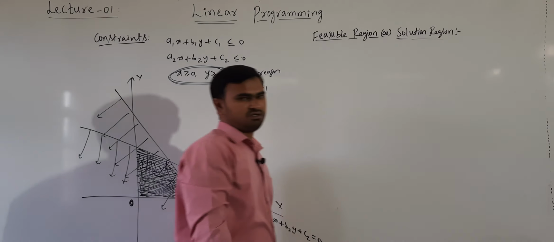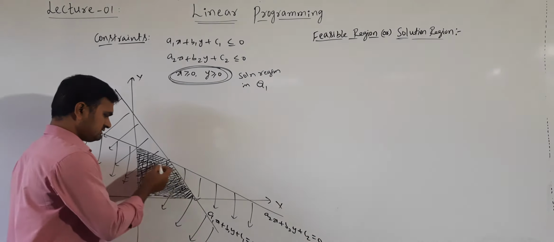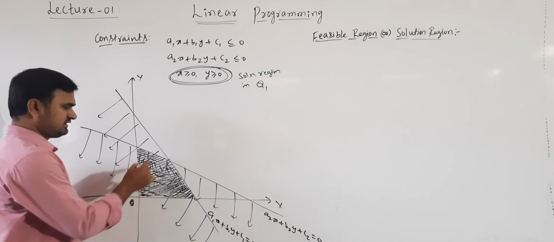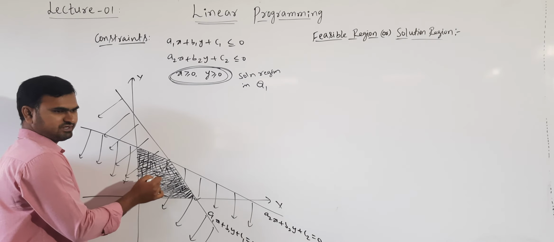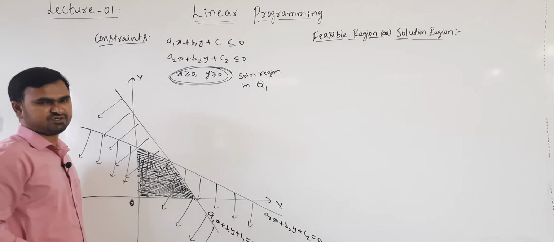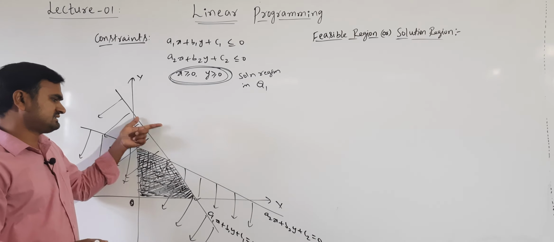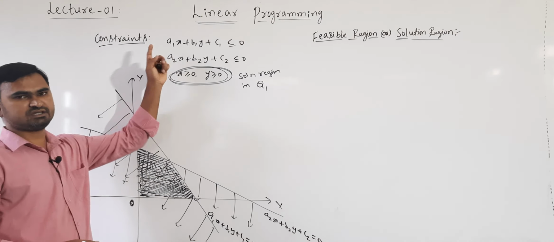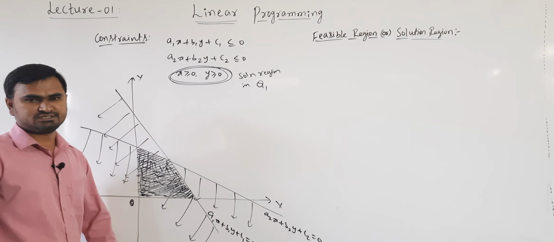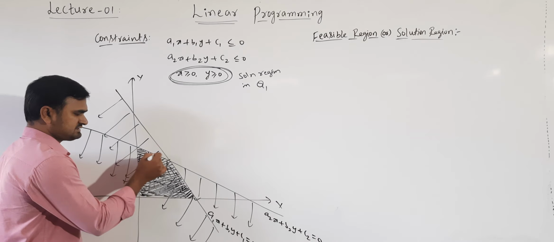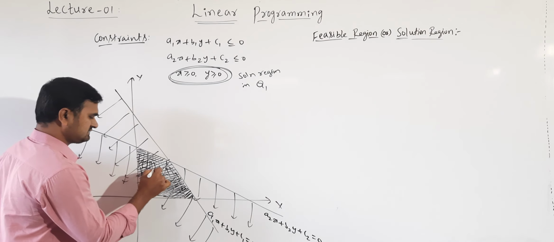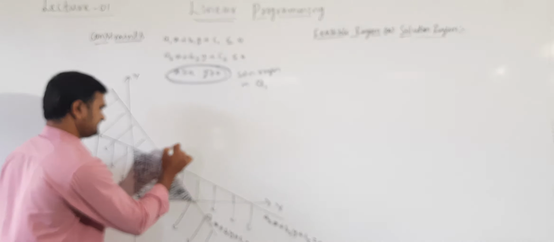Feasible region or solution region. So this is what we are calling a feasible region or solution region. So how can we define it? This can be defined as the common region. This is a common region satisfied by all the inequalities given, or all the constraints given, and it is called a feasible region or solution region. The common region which is common to all these inequalities. So this region is called a feasible region.